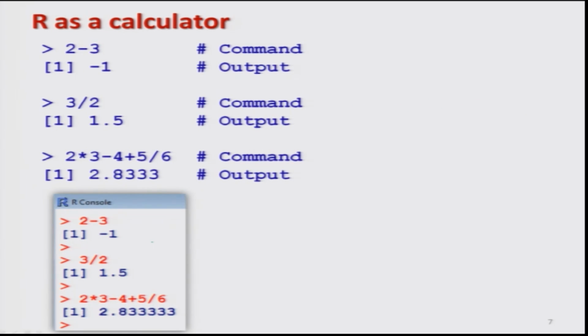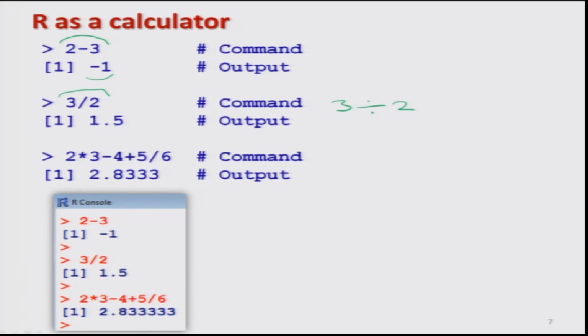Similarly, if you want to do subtraction, it can be done just like on a calculator, 2 minus 3, and the outcome will be minus 1. Similarly, if you want to do division, something like 3 divided by 2, just as in a calculator, it is written as 3 divided by 2, and it will give you the value 1.5.